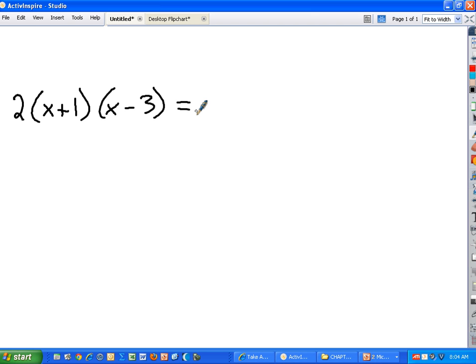I got three things here. Foil. Okay, foil. I got three things to multiply, so I can only multiply them in pairs. So the suggestion is let's foil first, and then maybe after that distribute the two. Okay? So we'll take these guys, and they're going to give us, if I foil this out, I'm going to get what?